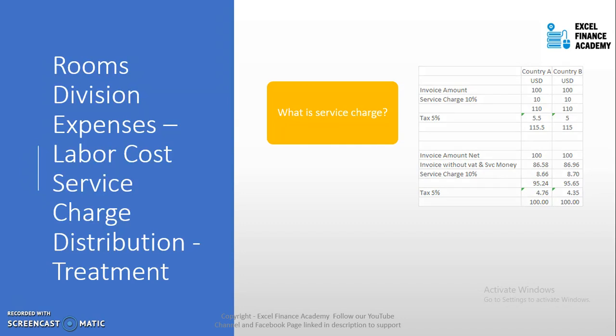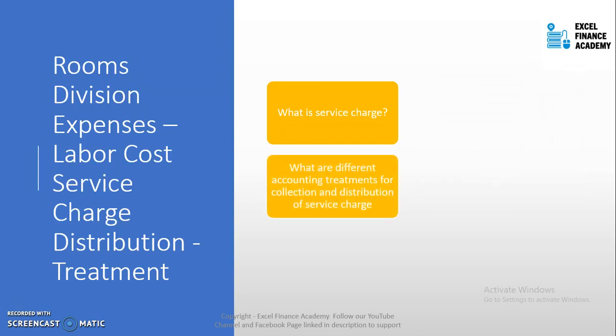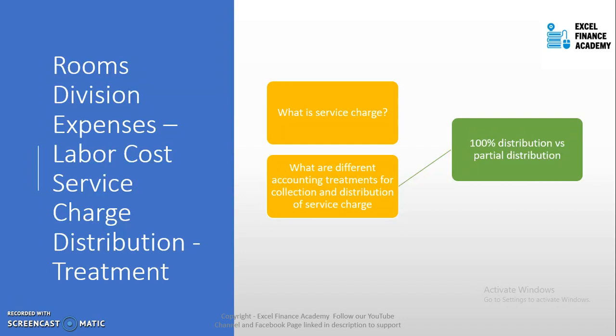Now, what is the accounting treatment? The accounting treatment is based on the policy of the hotel. So let's say if it's 100% distribution or partial distribution. If it's not compulsory for the guest to pay the service charge and it's 100% distributed to the staff, the treatment is not going through the P&L. It's normally outside the P&L, in the balance sheet.